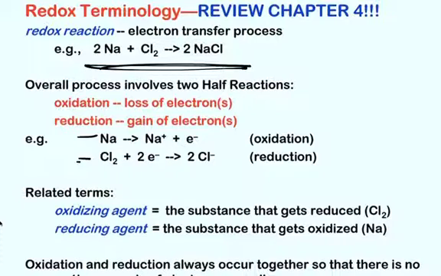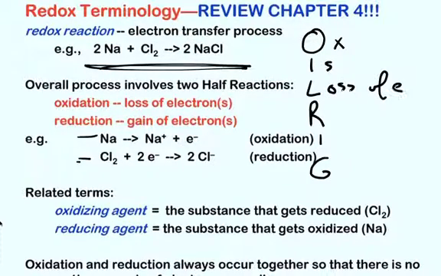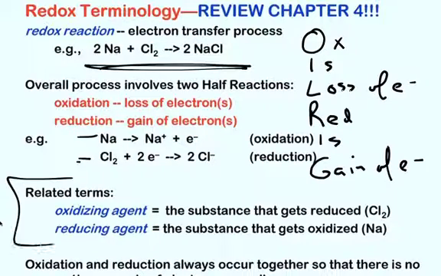Now one thing we might want to do is there is a moniker to help us remember this process. It's called OIL RIG, where oxidation is the loss of electrons and reduction, I'm just going to put red, is the gain of electrons. So if you're having a hard time keeping those straight, oxidation is losing electrons, reduction is gaining electrons, and it is the oxidizing agent that is reduced and the reducing agent that gets oxidized, just like it says here.